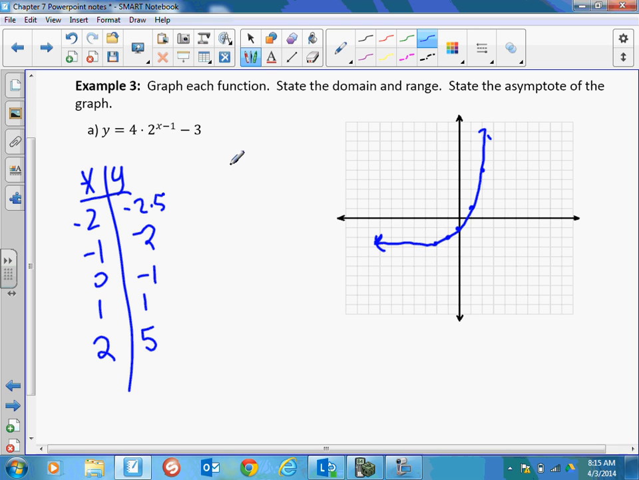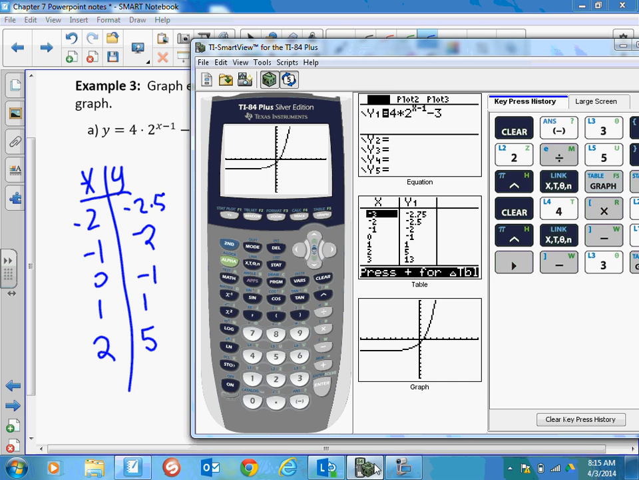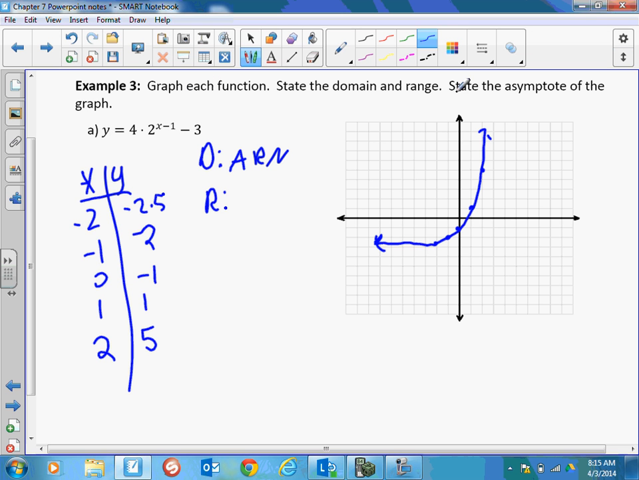Okay, domain is still all real numbers. And the range, now the range changes. Notice how we said your asymptote is at negative 3. And you can see from here how it levels off at negative 3.